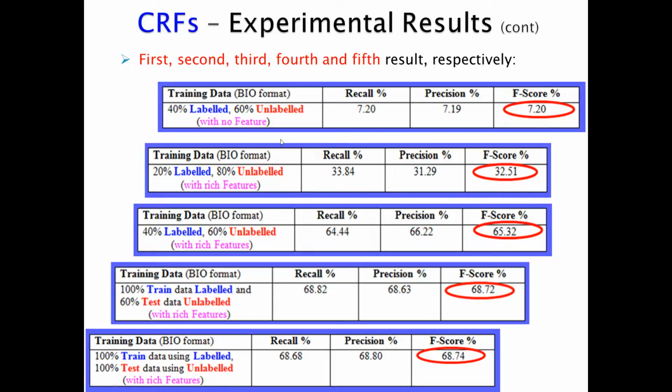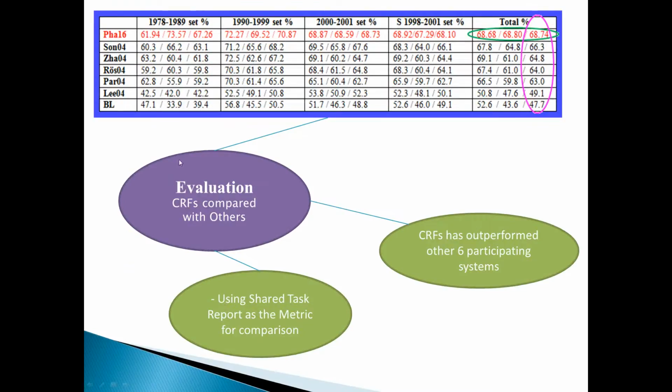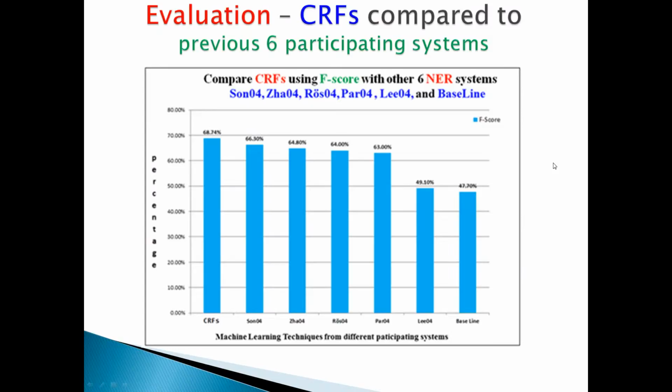When we had very little training data, most of it unlabeled and with no features, we got very low performance. But we kept on increasing the bootstrapped data, and then we found the performance increased significantly compared to the previous participating systems. Our system resulted in much better performance. These are the previous participating systems.